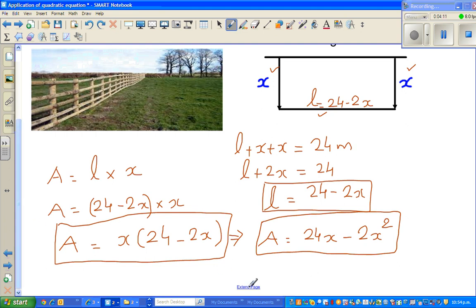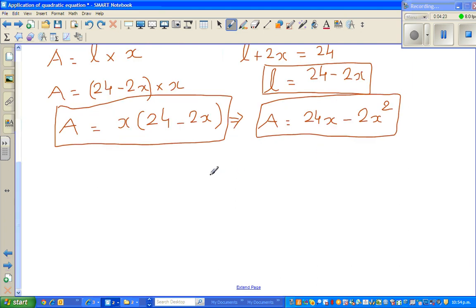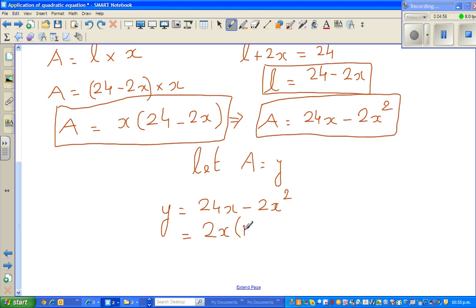If we draw the parabola of this, it will be an upside down parabola. So let us factorize this. Let A be equal to y. So y is equal to 24x minus 2x squared. Let us factorize this. You can factor out a 2x, and you'll have 12 minus x. So y is equal to 2x times (12 minus x).